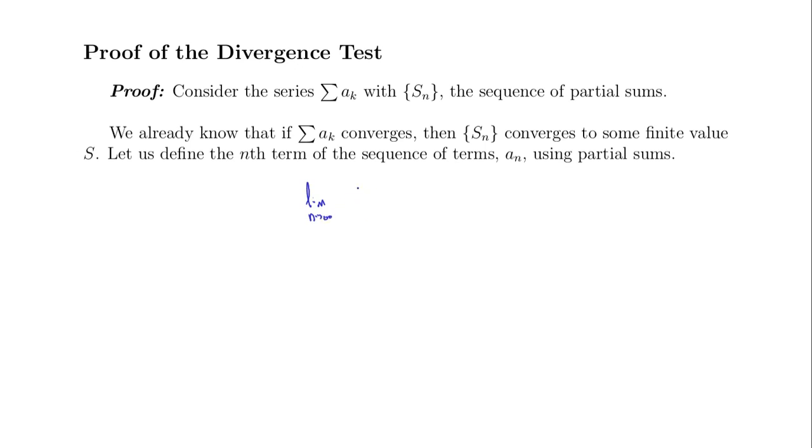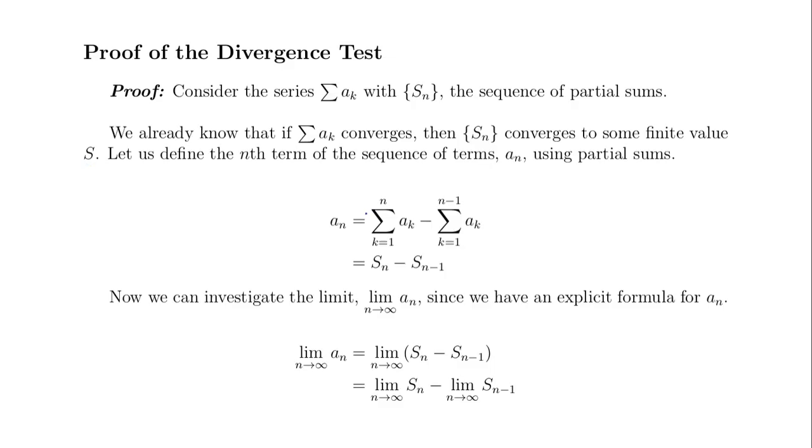Anyways, what this means is that this limit of the partial sums, we're going to say it just goes to some finite value s. S is just some real number. We're going to use it to represent the series. We're going to see if we can define the nth term of the sequence of terms, a sub n, using partial sums. So this is how we'll do it. We'll say a sub n is really equal to all the terms up to the nth term added up minus just the first n minus 1 terms.